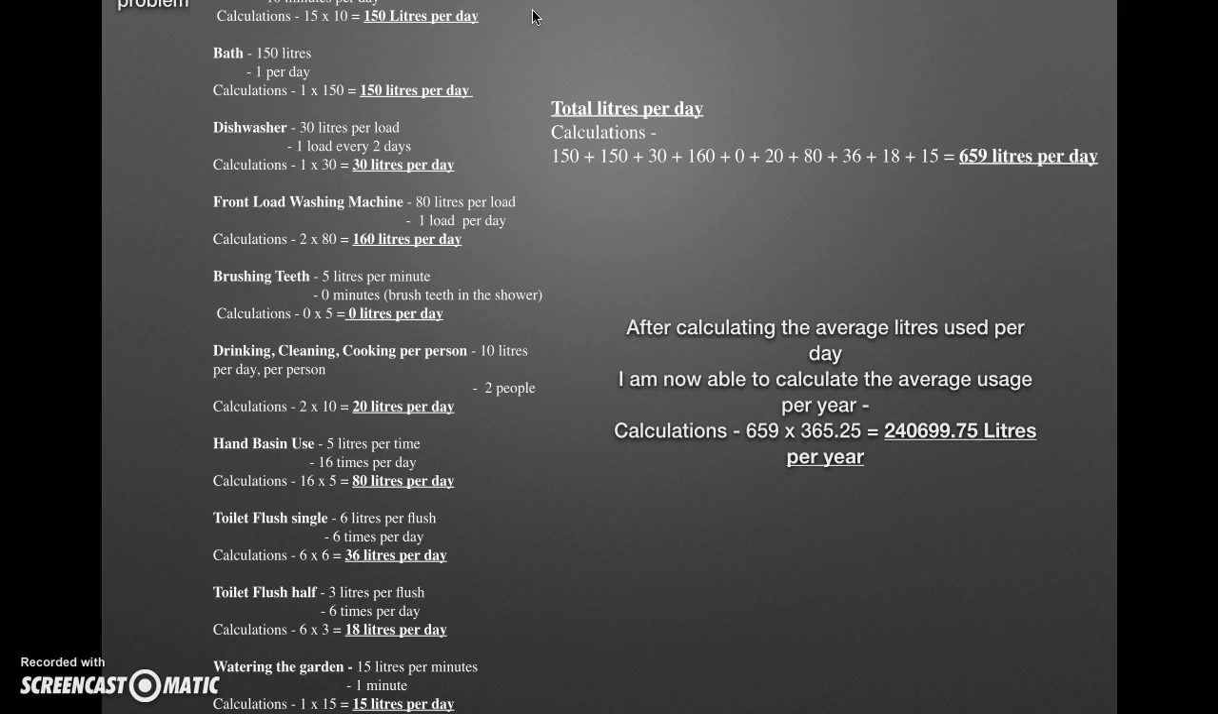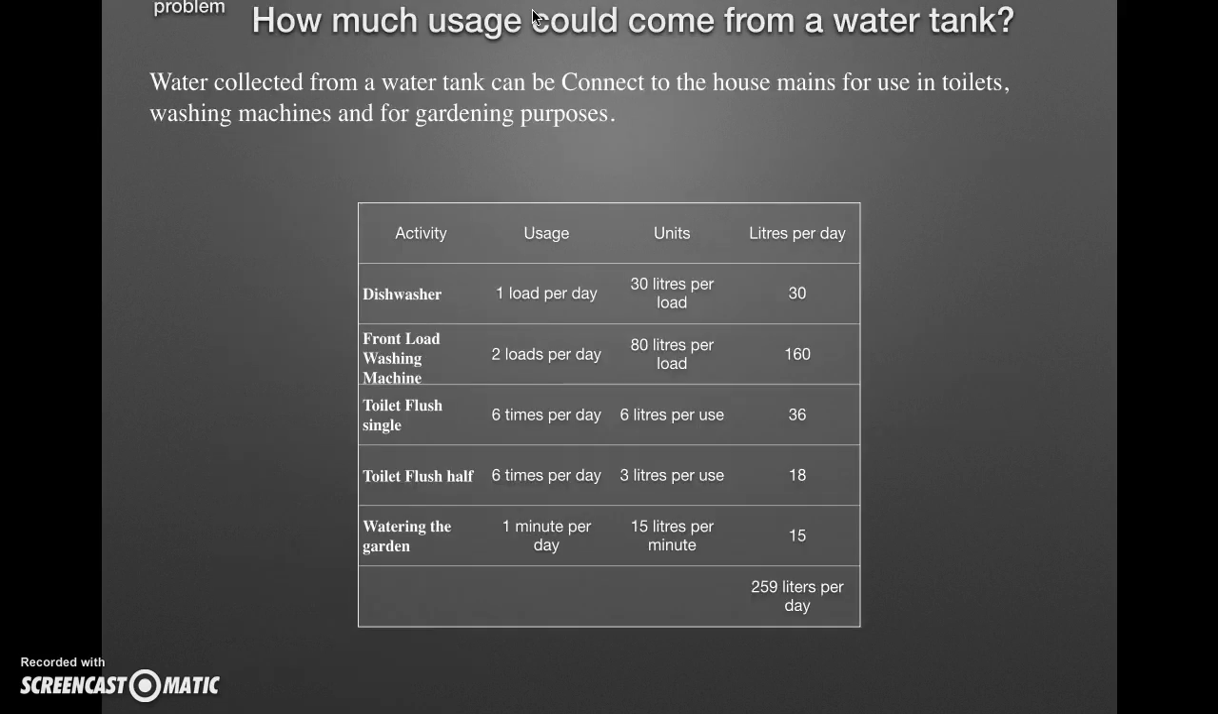To calculate our average water usage per year, we need to times 659 by 356.25. What is my current average water usage per year? 240,699.75 litres per year. Now we can look at how much usage could come from a water tank.